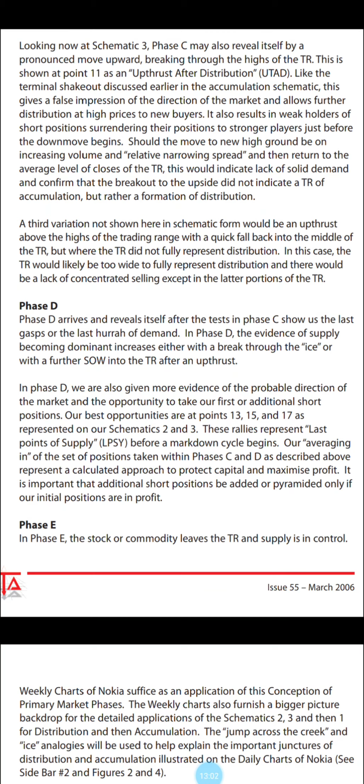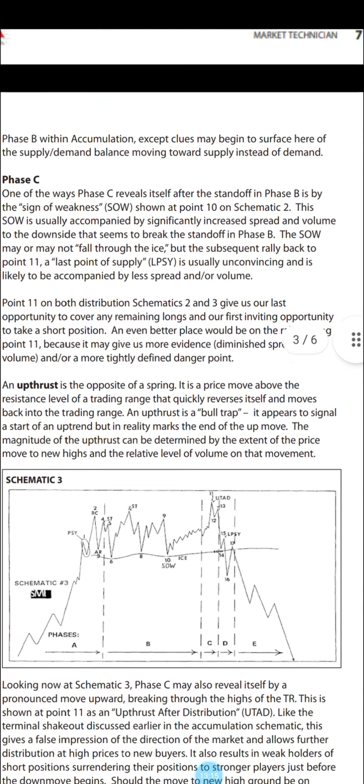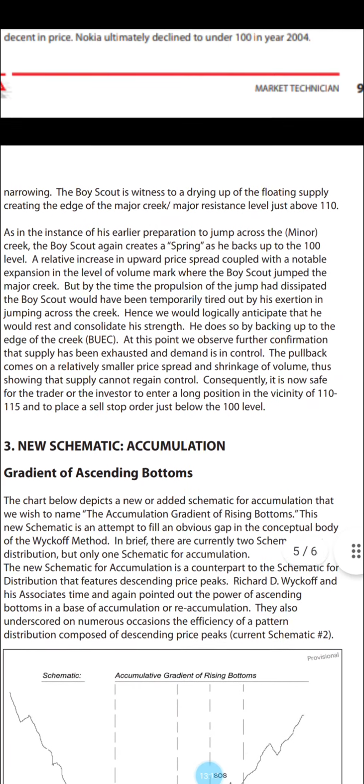In phase D, the evidence of supply becoming dominant increases either with the break through the ice or with a further sign. What is that? A sign of weakness? I think that's sign of weakness, SOW. But guys, we got to remember all the terminology. Remember this. It's important.